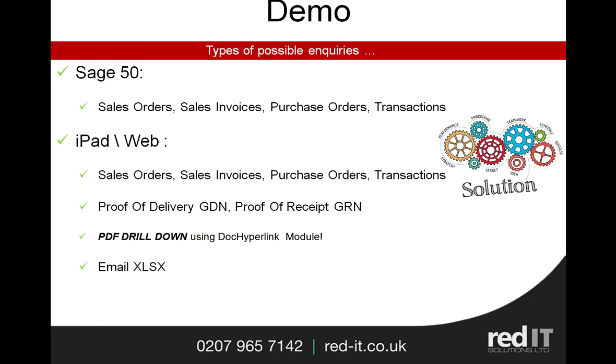Those transactions in Mobile2Sage have been enhanced. So not only do we have the normal things that we have in Sage, but we've also got the ability to drill down to the actual PDFs of the sales invoices and purchase orders, as well as being able to look at things like proof of delivery and goods delivery notes and things that have been signed. We've also got the ability to email Excel spreadsheets out. So let's have a look at that in action.